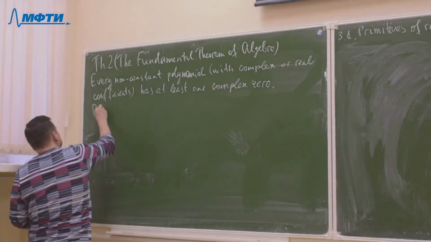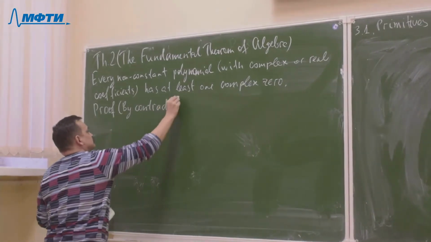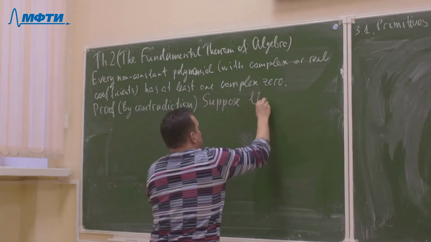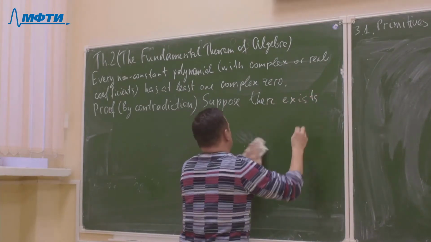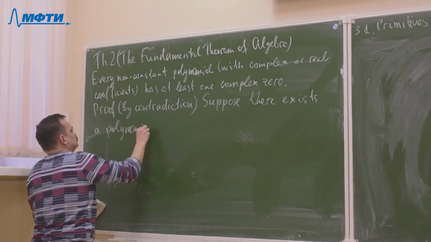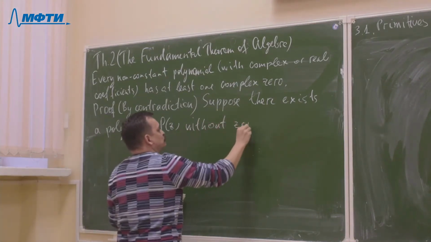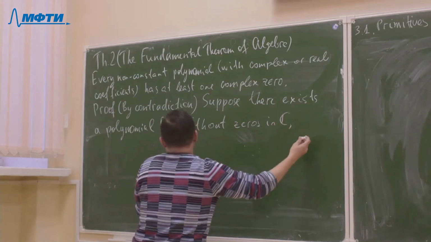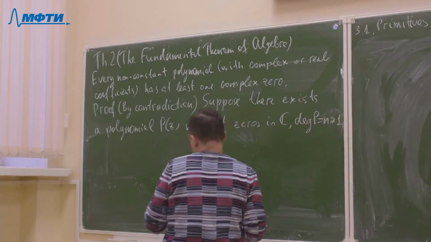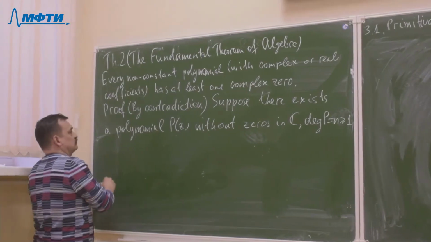So, proof by contradiction. Suppose there exists a polynomial P of z without zeros in C, and degree P is equal to n greater or equal than 1. So let me write down that polynomial.